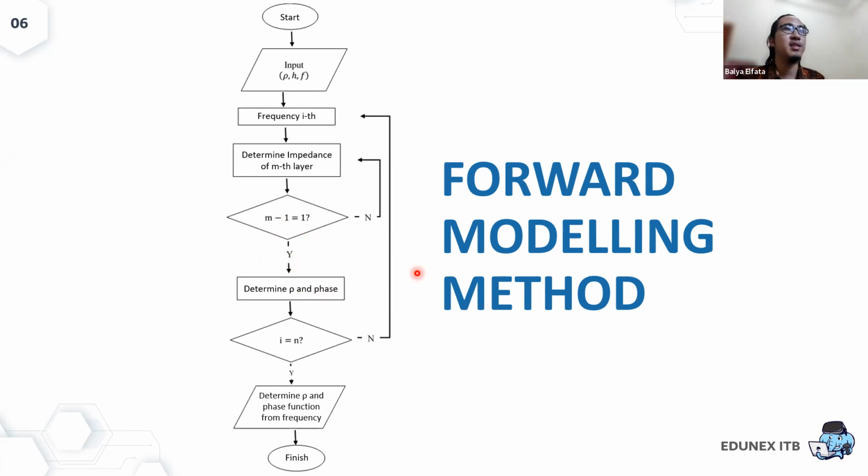From each layer, we're going to shoot another frequency, which is n number of frequencies from 1 until n, where n is whatever we want, how many frequencies to be shot. And from there, we're going to determine the rho and phase function.